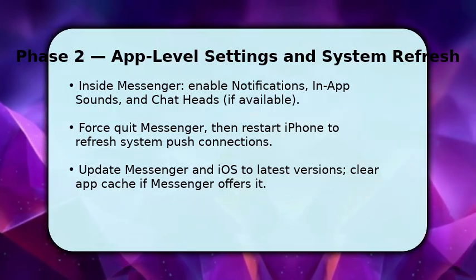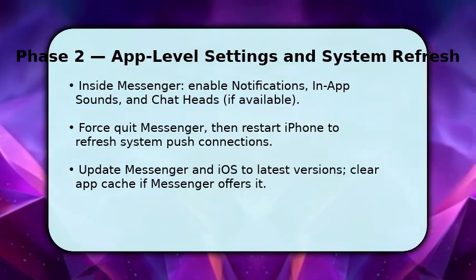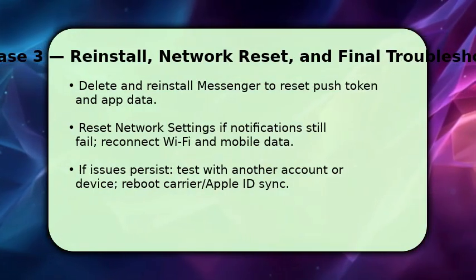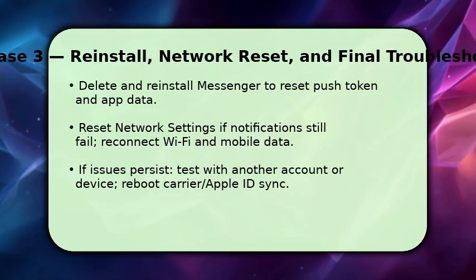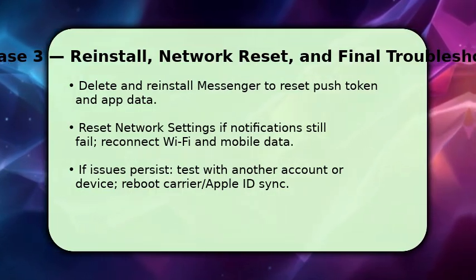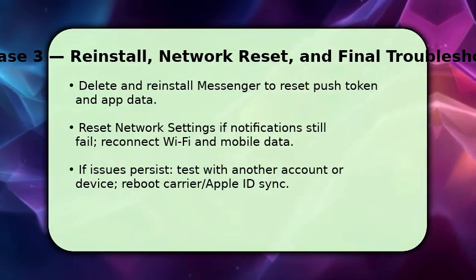If Messenger has an option to clear cache or reset in-app notifications, use it to remove stale state. Finish by forcing a clean app setup and, if needed, a network refresh. Delete Messenger, restart the phone, then reinstall. This issues a new push token and often resolves persistent failures.